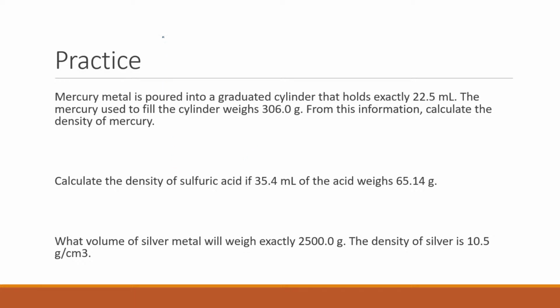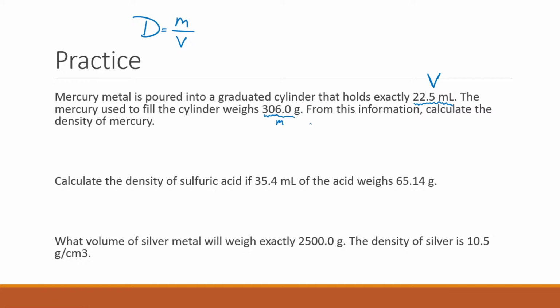All right, so again, we want to remember that density equals mass over volume. We're looking here at another problem that has given us 2 numbers. The first number, we're talking about pouring something into a graduated cylinder. We get the clue of milliliters. This is a unit of volume, so that means this measurement is a volume measurement. The mercury used to fill the cylinder weighs 306.0 grams, giving us the clue that this 306.0 is our mass.